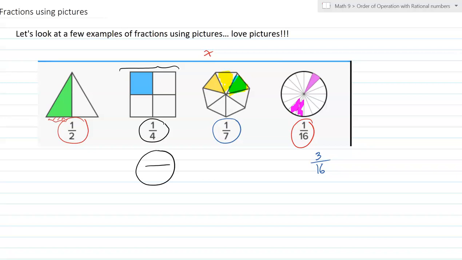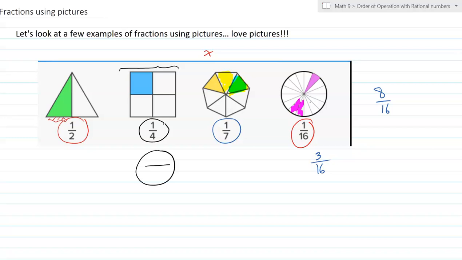You can shade 8 of them, and that becomes 8 out of 16. You can shade 12 of them, that would be 12 out of 16. And this is how you show fractions through pictorial representations.